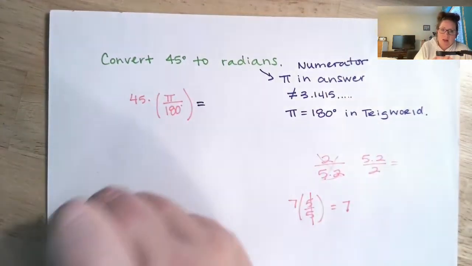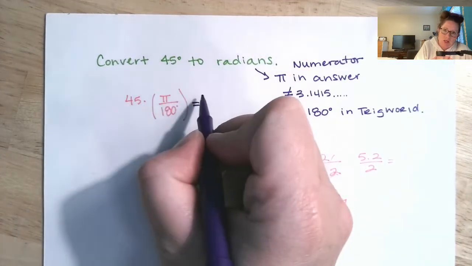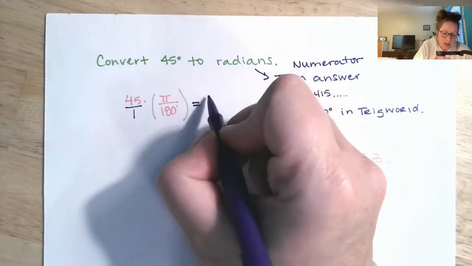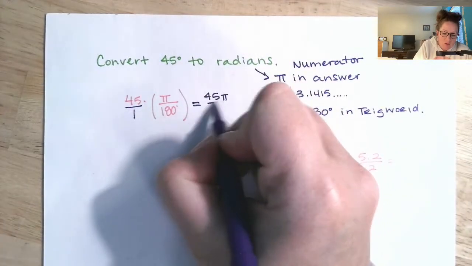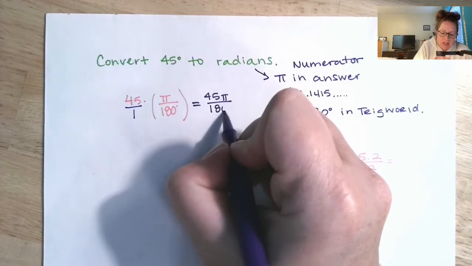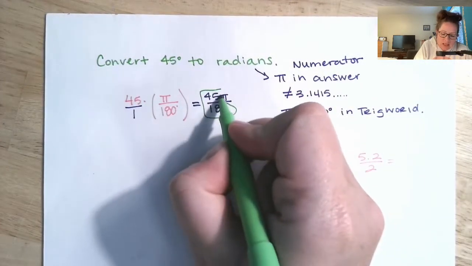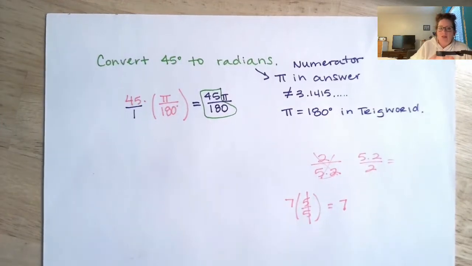So when we multiply fractions, we need to multiply straight across. Remember, if there's no denominator, you can always just throw a 1 under there. That's totally fine. 45 times pi is 45 pi. 1 times 180 is 180, okay? So now we got this 45 and 180. We can reduce that. So let's go ahead and reduce that.